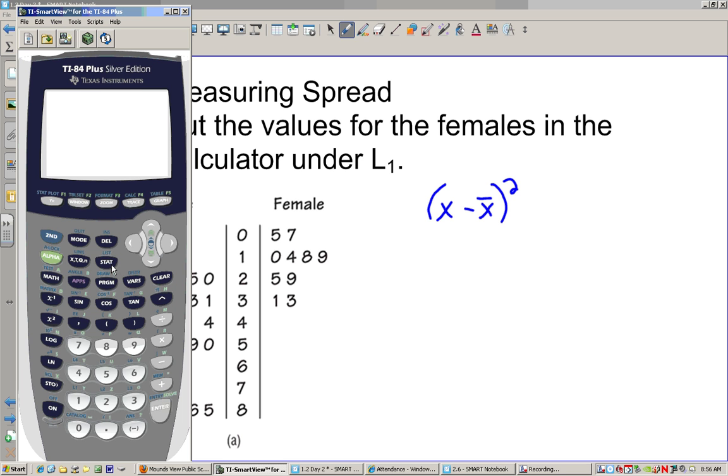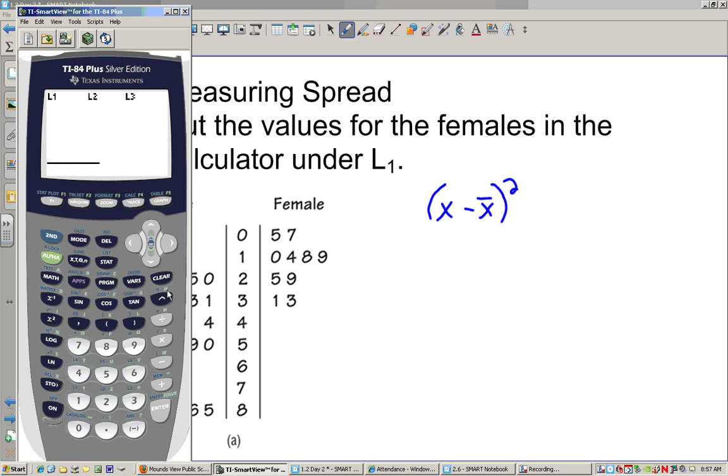And if we hit stat, edit, nope, let's try that again. Stat, calc, move over to one variable stats. And now you don't need L1 because L1's the default, but we can type it in anyway. And we can find that the mean is 19.1.